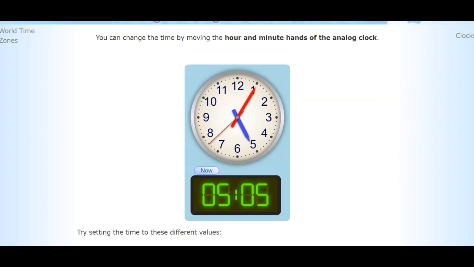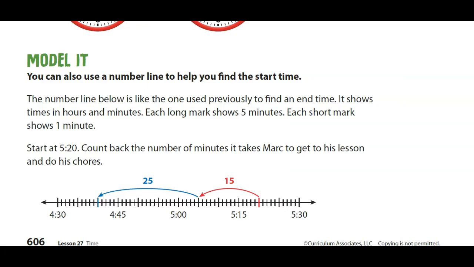And then how long does it take for him to do his chores? 25 minutes. So I'm going to go backwards. I have to count by fives. 5, 10, 15, 20, 25. So look, we were right. When should he start doing his chores? 4:40. I just want to show you that you can also do it on a number line, okay?